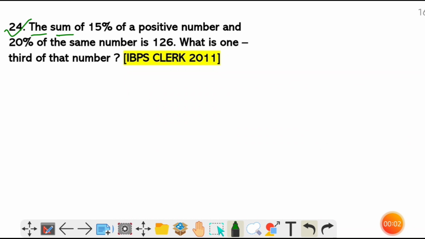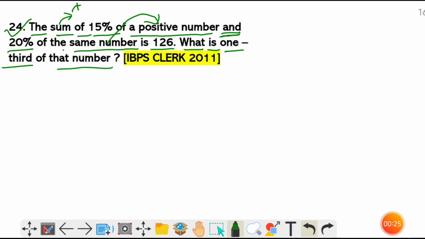Question number 24. The sum, here the sum means addition, that is plus, the sum of 15% of a positive number and 20% of the same number, here the same number means that positive number, is 126. What is 1/3 of that number? This question was asked in IBPS Clerk 2011.